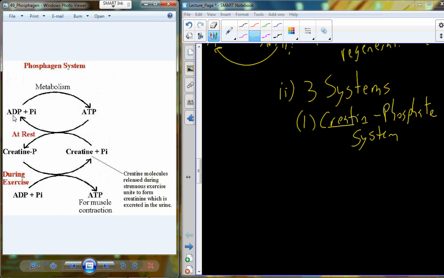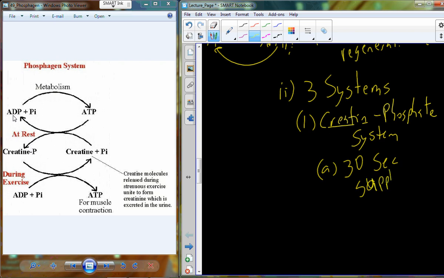Now, this system is really good at generating ATP, but it's very low amounts of ATP and it gets overwhelmed very, very quickly. So normally when you activate the creatine phosphate system, you can get about a 30 second supply of ATP.